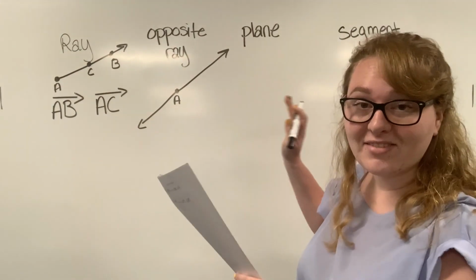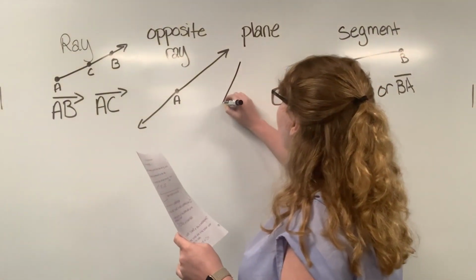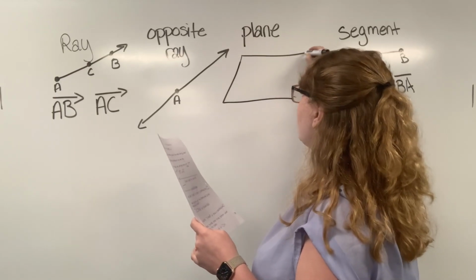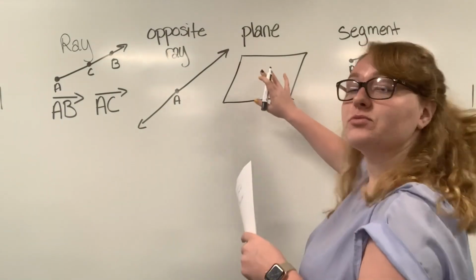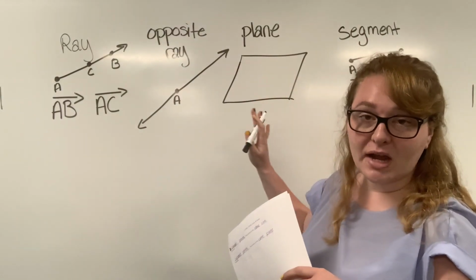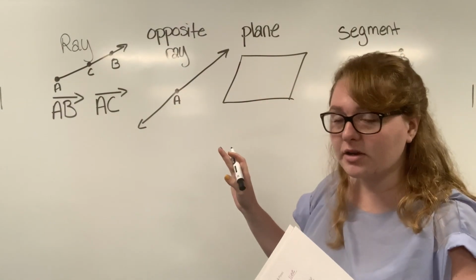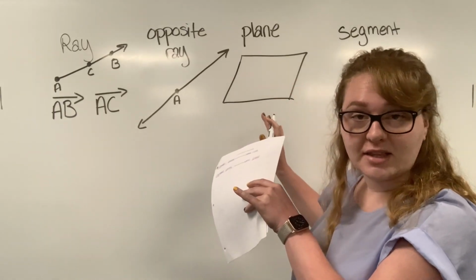Okay? Next we have a plane. And a plane is a two-dimensional figure. It's flat, kind of like a piece of paper. And it's represented by something called a parallelogram. And we'll get into parallelograms later. Just know that it looks like this.